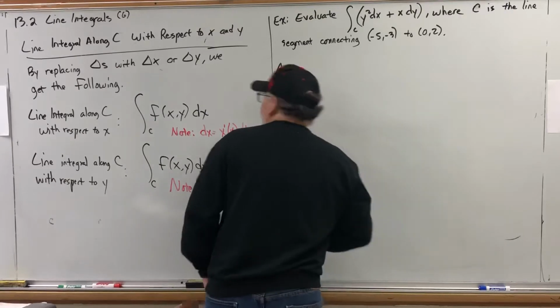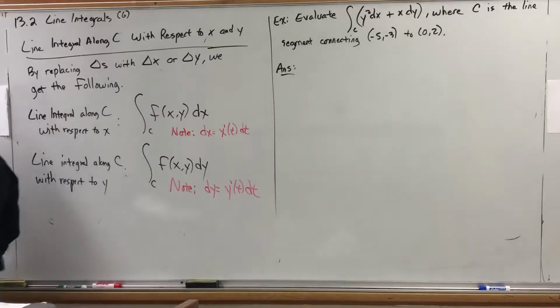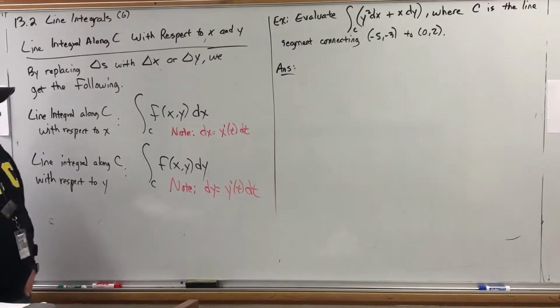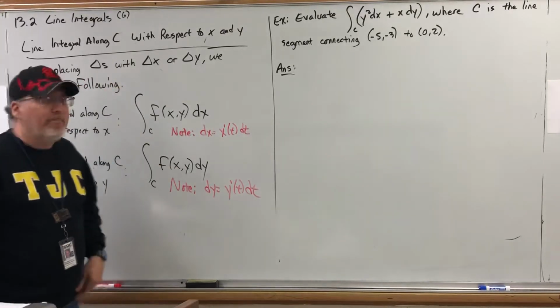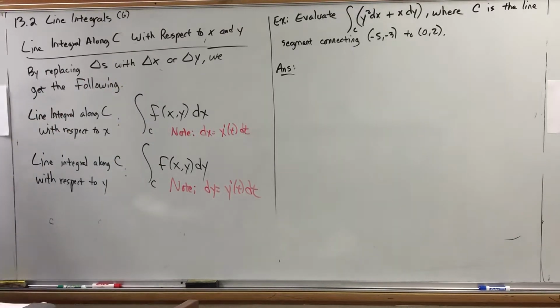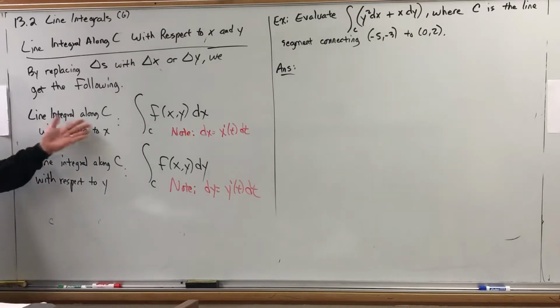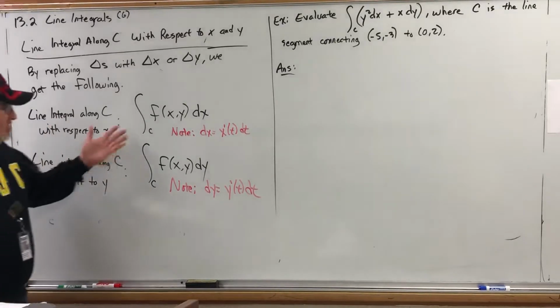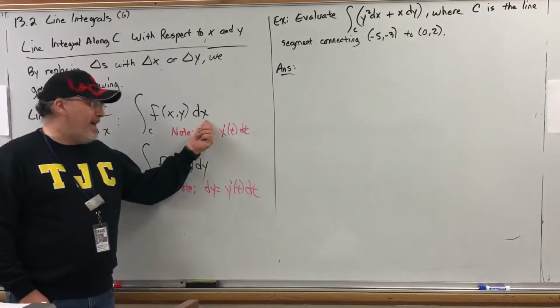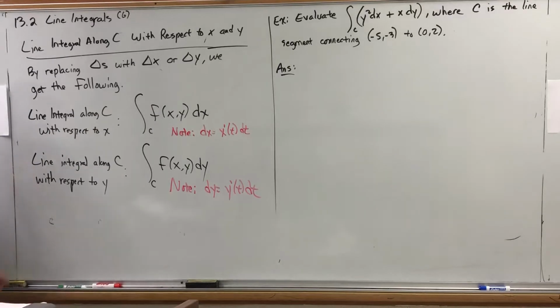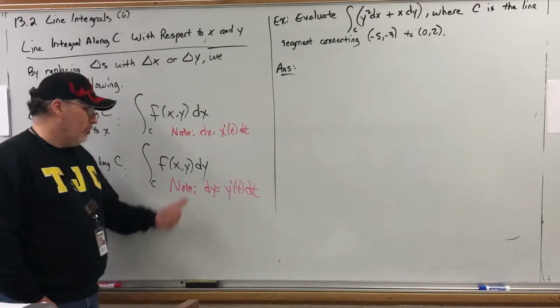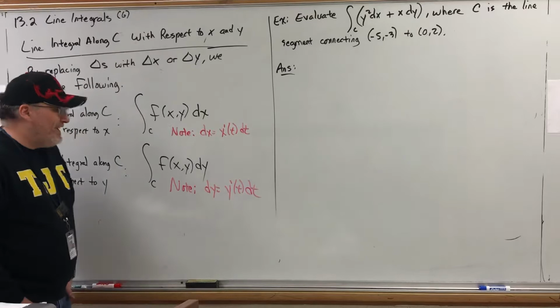But we can also define a line integral along a curve with respect to x or with respect to y by going back to the Riemann sum approach and replacing delta s with delta x or delta y. If we did that, we would get two different line integrals with respect to x and y. The line integral along C with respect to x is just the same line integral except with dx instead of ds. And similarly, with respect to y, the same line integral with dy instead of ds.